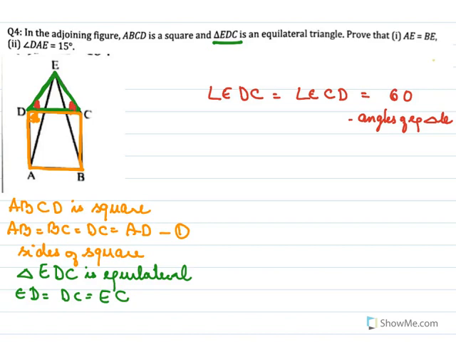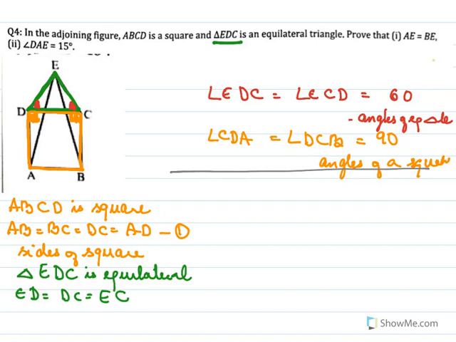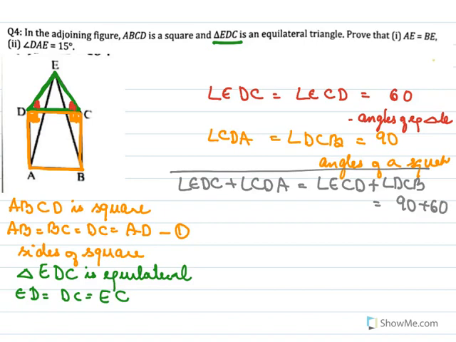And now when it comes to a square, the angle is 90. So this angle is 90 here, and this angle is also 90. Let's write that too. So angle CDA equal to angle DCB equal to 90. Angles of a square. Now when we add up both, what will we get? We'll get angle EDC plus angle CDA equal to angle ECD plus angle DCB, which is 90 plus 60, so 150.